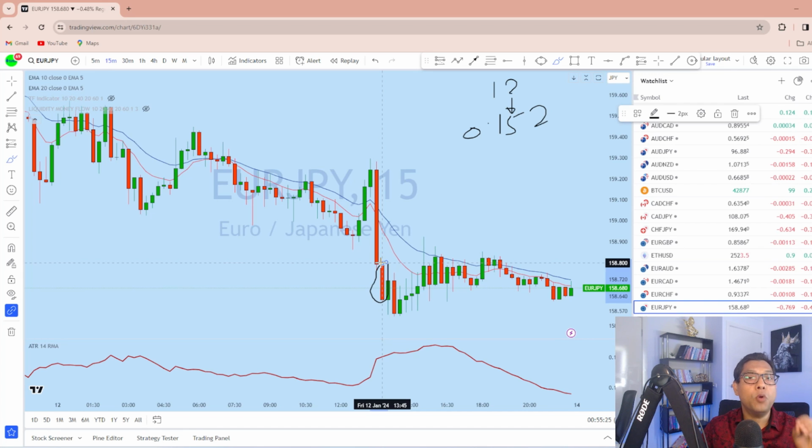So 15 pip movement for this candle on Euro JPY. That's how we can simply attach and read the ATR indicator in our chart. Now let's jump on to the second part, the most exciting part: how to find entry opportunities using the ATR indicator.